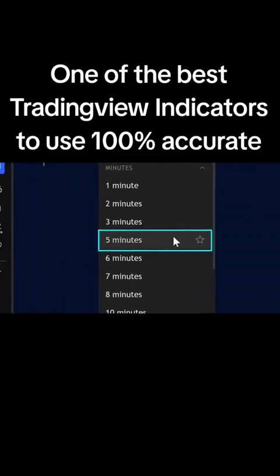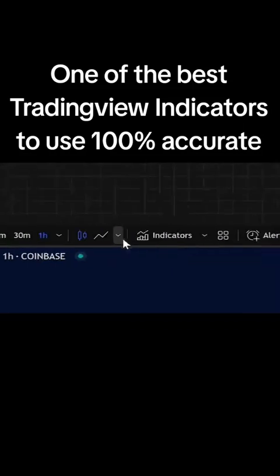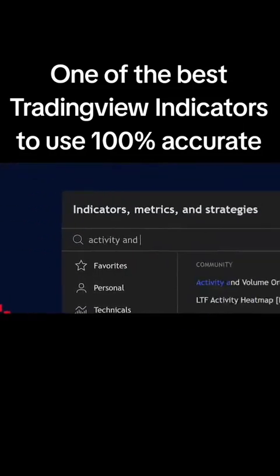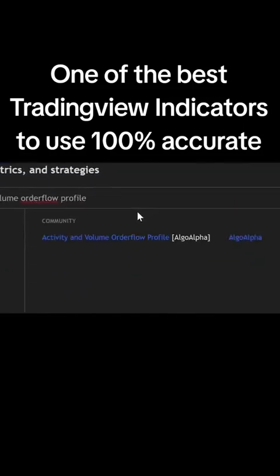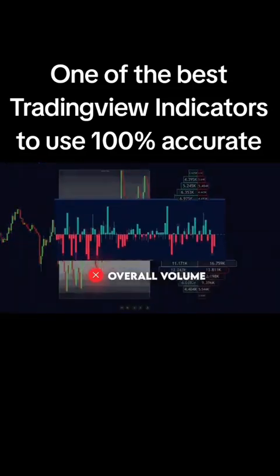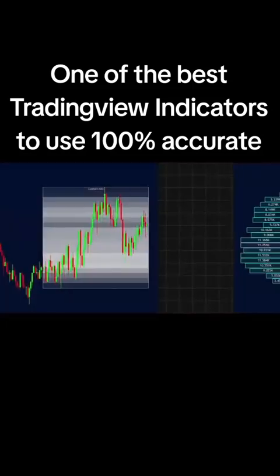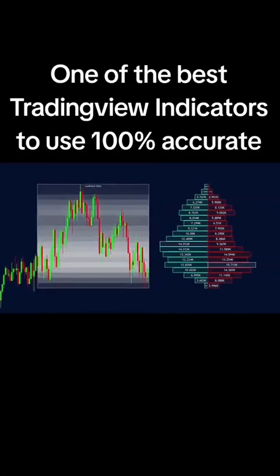I'm using the 5-minute time frame on EURUSD, but this works on any time frame and market. Click on Indicators and type in Activity and Volume Order Flow Profile. Make sure you select the one by Algo Alpha. This indicator doesn't just show you overall volume, it also breaks down the actual buying and selling pressure at each price level. It's like having X-ray vision into what's really happening behind price movements.